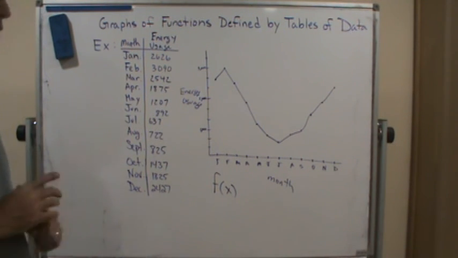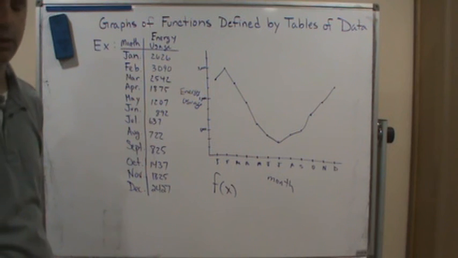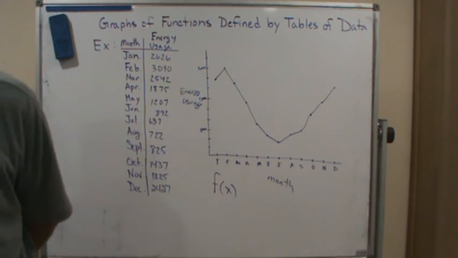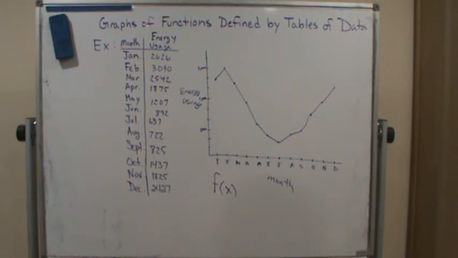Now the next example we'll do is deal with a smooth curve and see what we get with that. Okay, that's all I have for you. So this is an example of a graph of a function using data.